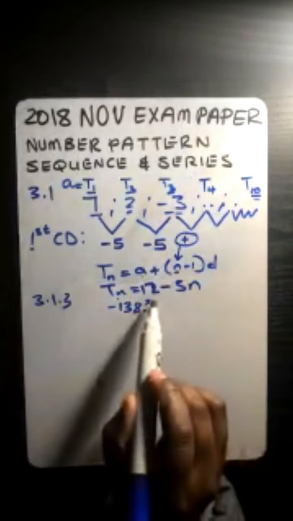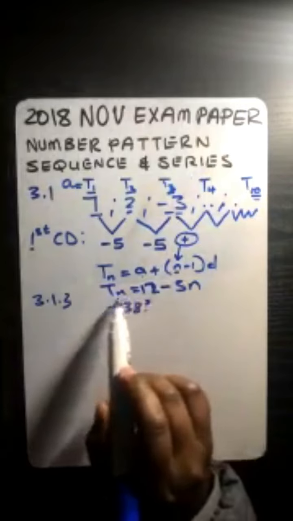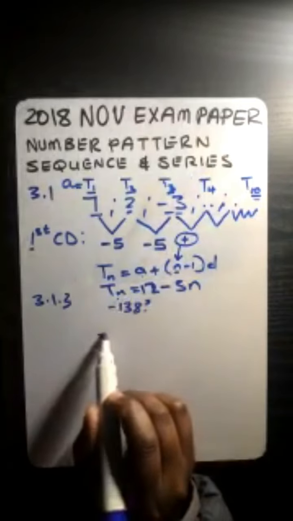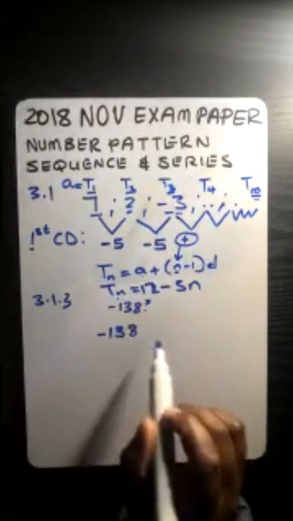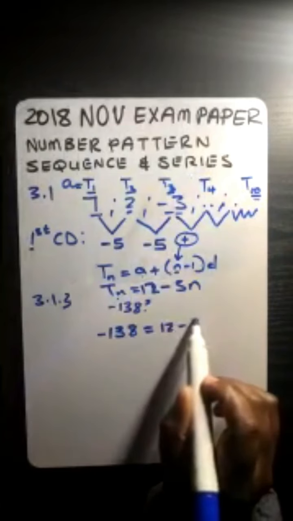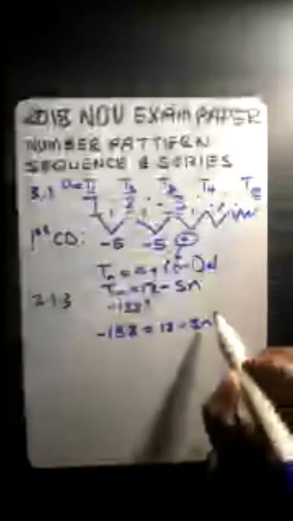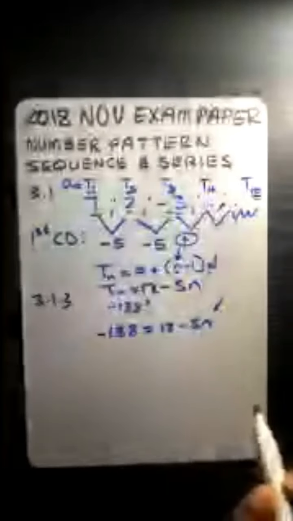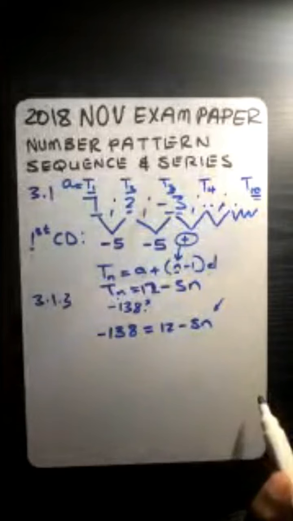So let's see. Now, in this case, we can equate Tn to this. So that means on our general formula, we equate Tn to that and say this is equal to 12 minus 5n. Then we just solve for n. And most importantly, guys, in this case, we are expecting a positive value.